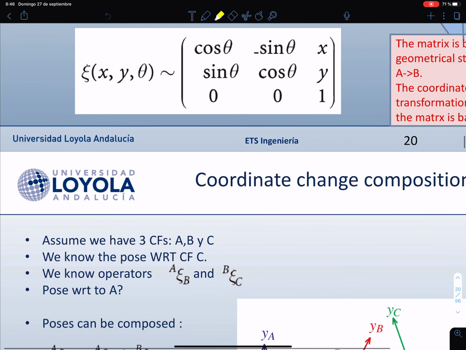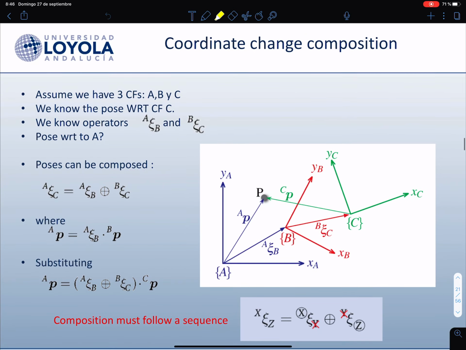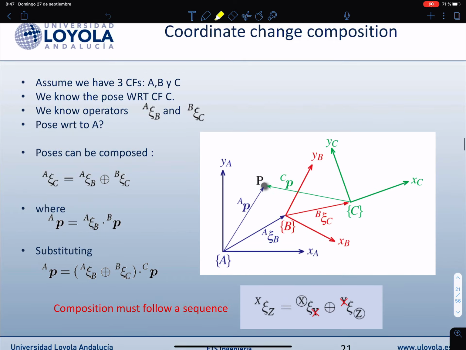Okay, and this leads us to the following topic, which is coordinate change composition. Well, I'll stop this video because it has been running for long. I will continue in the next one.